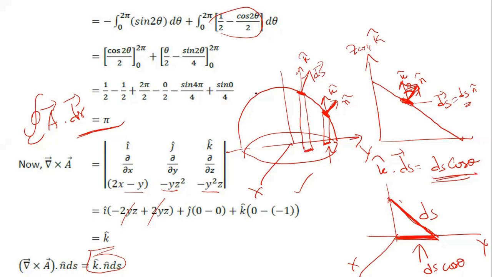And over here, your ds vector will be pointing along this direction, or your unit vector in this case will be pointing along this direction.